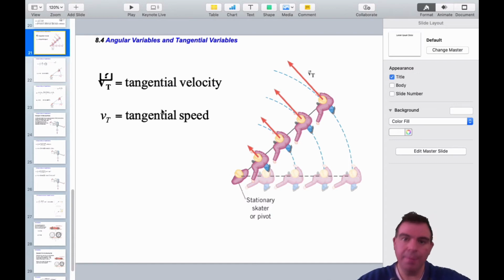Tangential velocity and angular velocity. In order to understand this difference, as you can see on your screen right now, we have to visualize something that's called the whip.